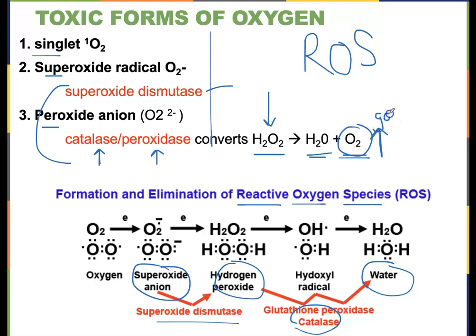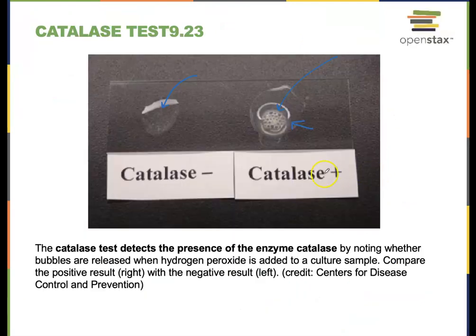So what you'll see in lab is that if a bacteria has catalase, it'll break down hydrogen peroxide into water, and then the gas will create the bubbling. If the bacteria does not have that enzyme, you will not have bubbling, and you won't have any reaction.